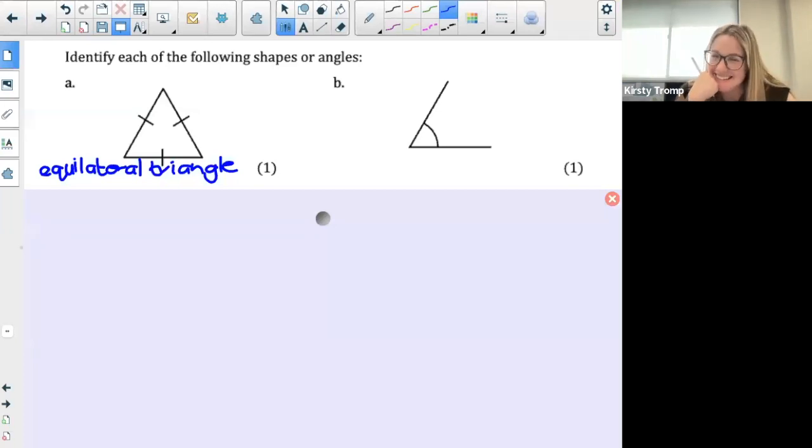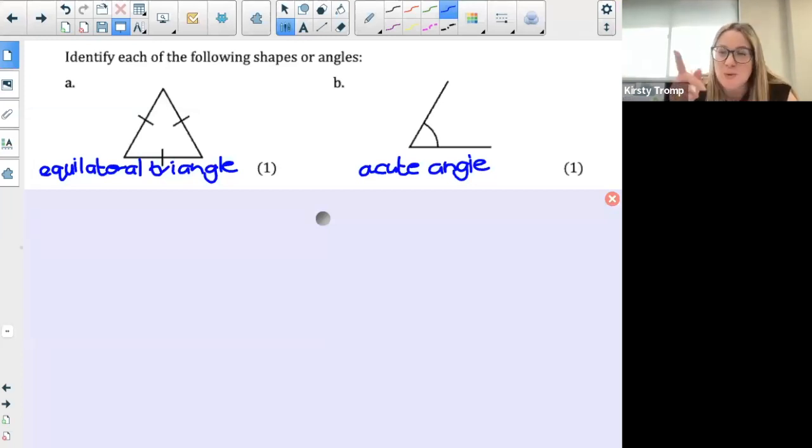What's B? So it's an angle, and I think it's an acute angle. Well done, Tara Jane. And what is an acute angle? I think it's an angle that's less than 90 degrees. Well done. So it's between 0 and 90 degrees. Good, isn't it? Acute angle.